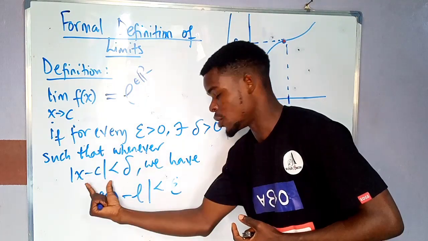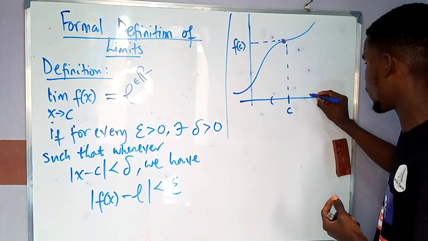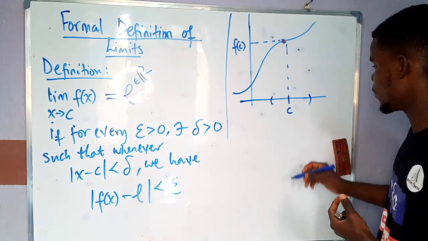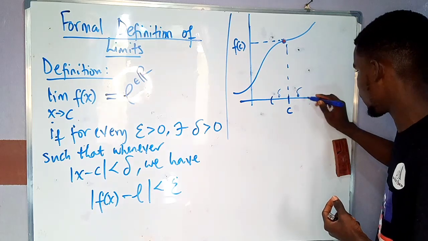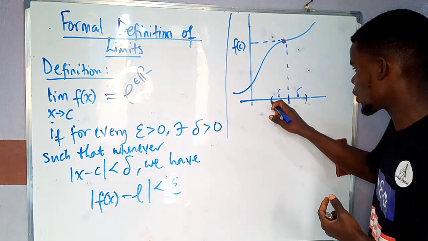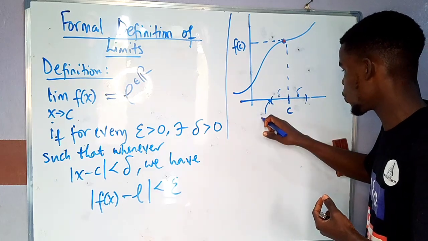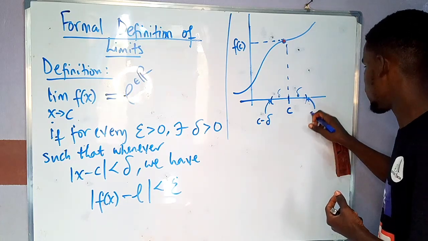Such that whenever this is true, think about delta as a positive number. Of course, we say delta greater than 0, so it's positive. And if this is the delta distance from c, they have to be the same. So from here to here is delta, from here to here is delta. In other words, this point is going to be c minus delta, and this point right here is going to be c plus delta.